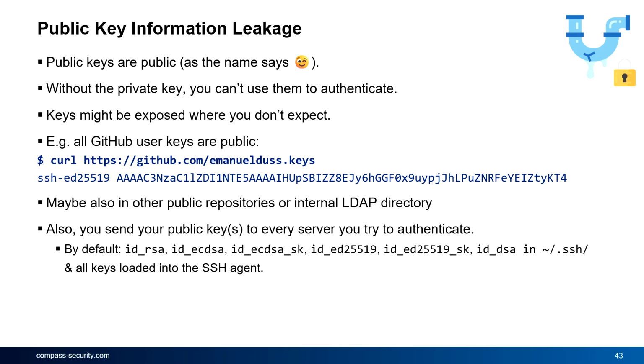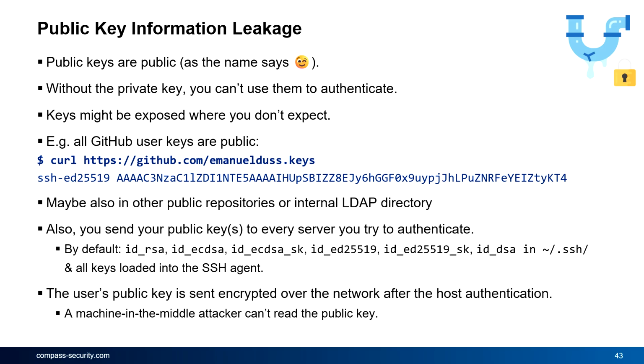And that's also an interesting part: if you start a login via SSH, you always send your public keys to the server you try to authenticate to. By default, SSH has some default paths configured, like your id_rsa, id_ecdsa, and so on. All these mentioned keys in your .ssh directory are tried if they are valid, and the public key is sent to the server. So this might also leak your public keys to other systems.